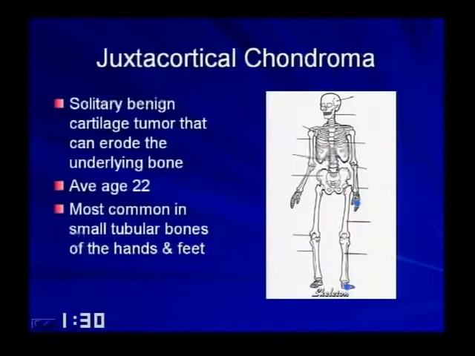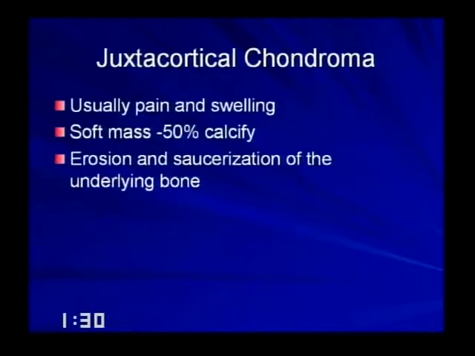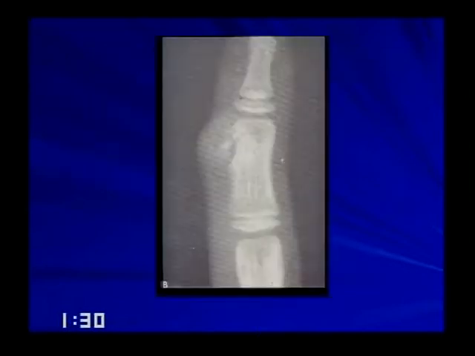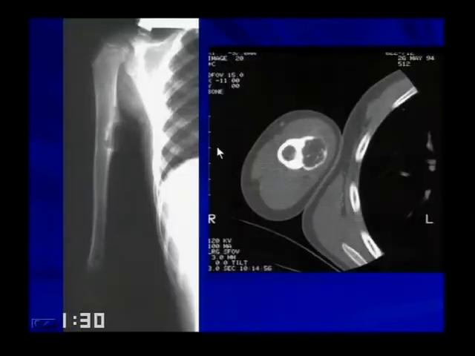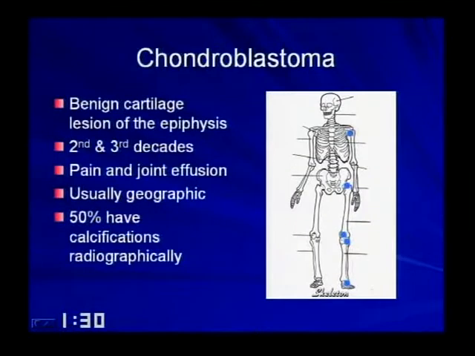Now, what about other benign things? Juxtacortical chondromas are not nearly as common as enchondromas. Solitary benign surface lesions. They can have symptoms, and they can have a soft tissue mass, but again, they're benign. Here's one that's causing some saucerization of the underlying bone. This is one that we looked at earlier, and so they usually get operated on because they're symptomatic.